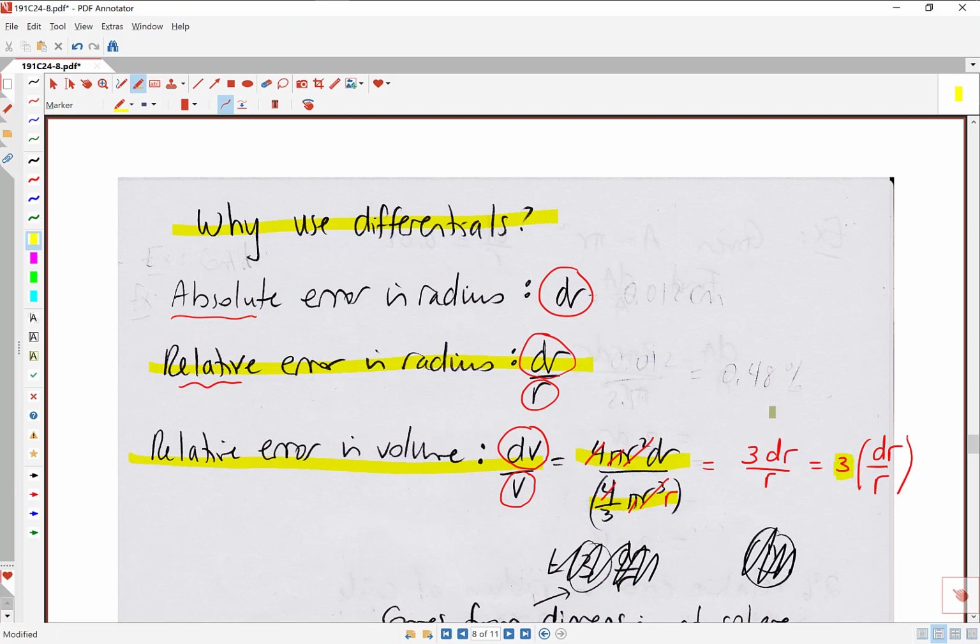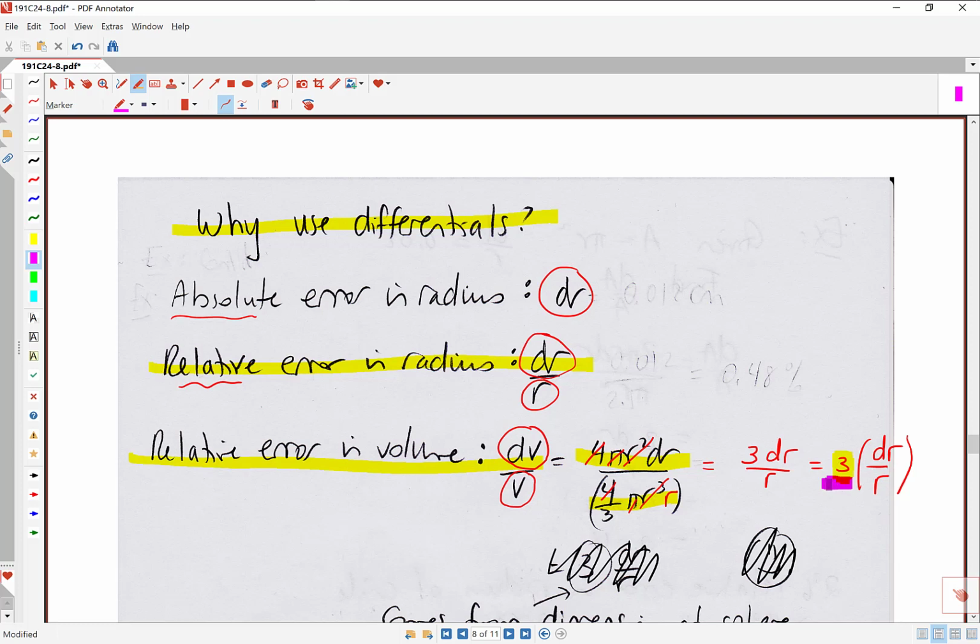And then we could ask, could we actually predict why it's 3 as opposed to some other number like 2 or 4? And actually this 3 here, I'm going to highlight it a bit more. This 3 actually has physical significance. It has to do with the dimension of the sphere.